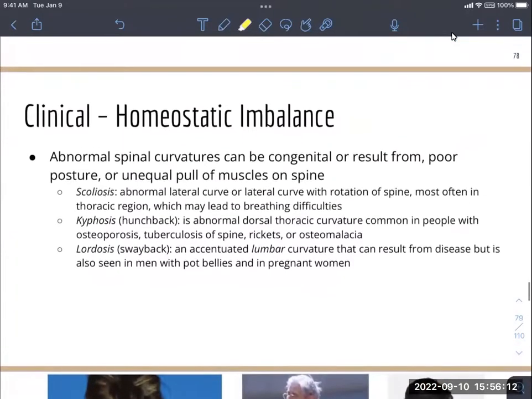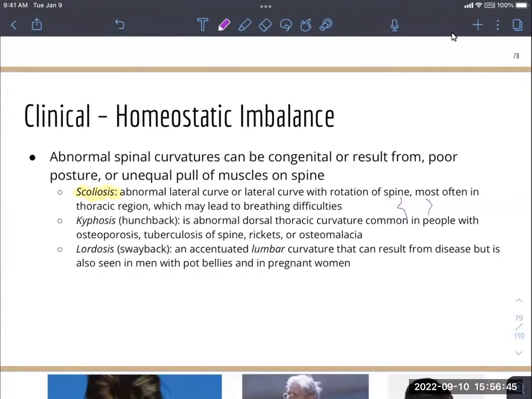There are also abnormal curvatures to the spine. We talked about how the spine has different curves, the kyphotic and lordotic curves. But what if those curves are exaggerated? Or what if those curves go sideways? Scoliosis is a curve that goes sideways. So in the spine, all of a sudden they have some kind of lateral curve in it. It could go either direction.